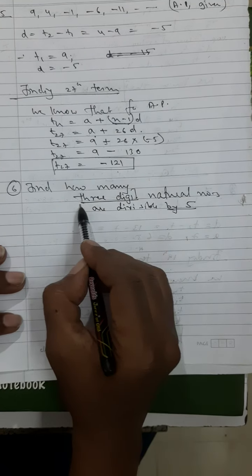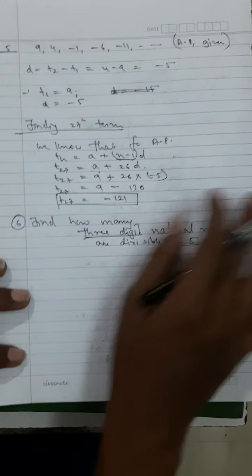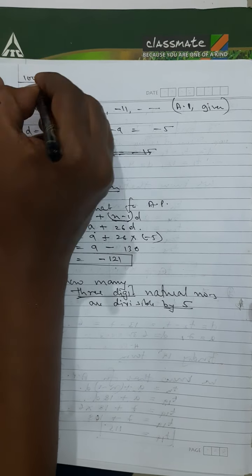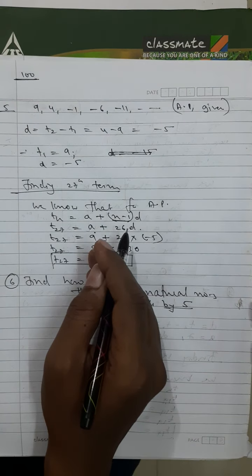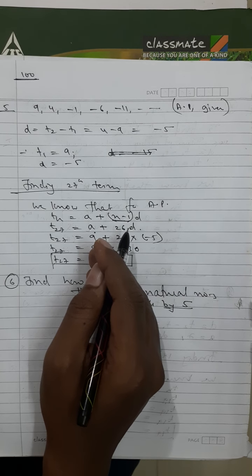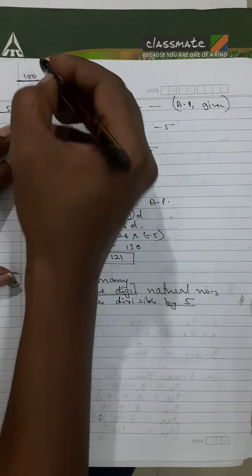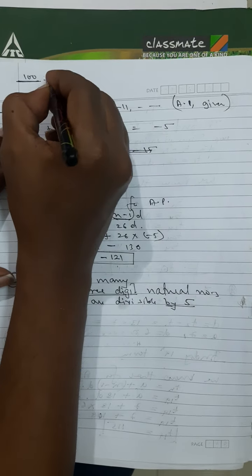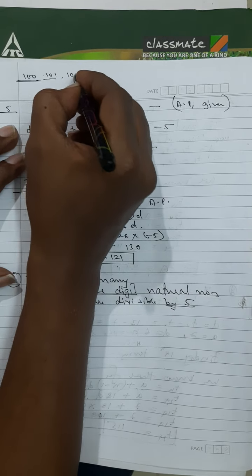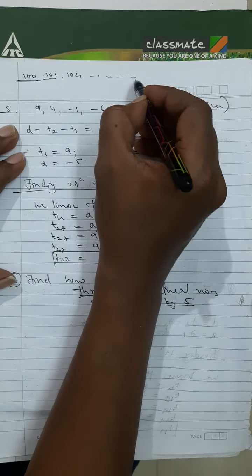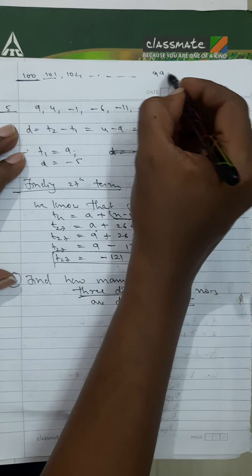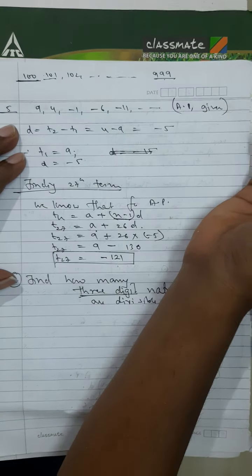See, because they are 3-digit natural numbers, you should know where 3-digit natural numbers start. They start from 100. 100 is the first 3-digit natural number. 99 is a 2-digit natural number, then 100, 101, 102, 103, this goes on. Fine. And which is the last 3-digit natural number? 999. After that will come 1000.